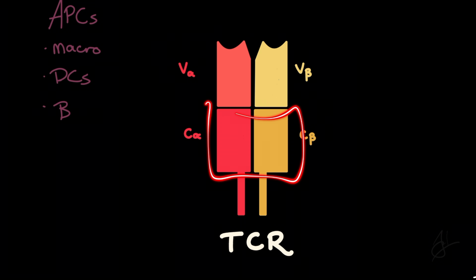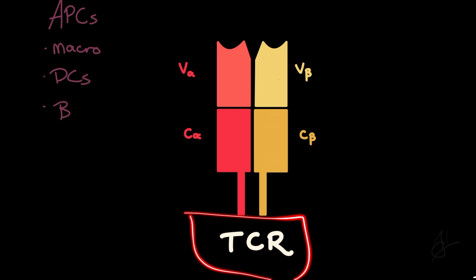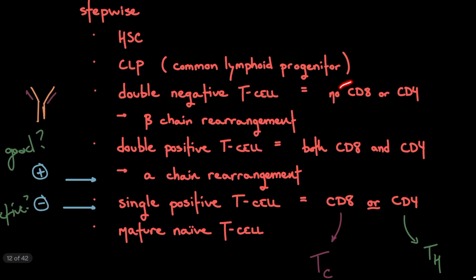And the bottom is the constant region, so that's just going to stay the same and anchor the receptor to the cell. So a little bit of extra layers here. I have to make sure my T cell receptor is functional, and also I need to add either a CD8 or a CD4 receptor so I can decide what T cell I want to be.